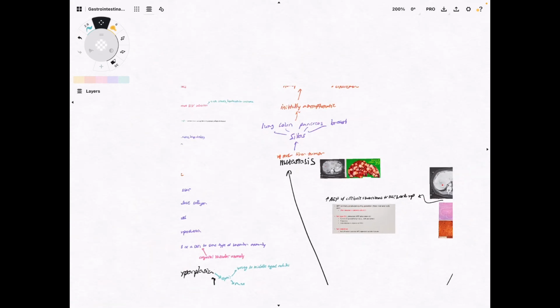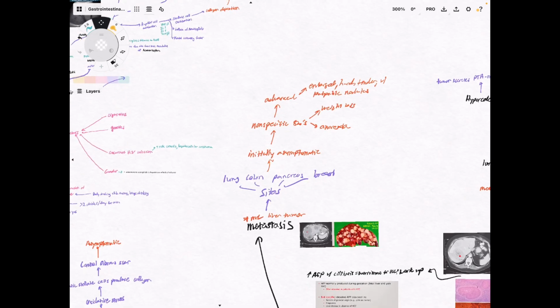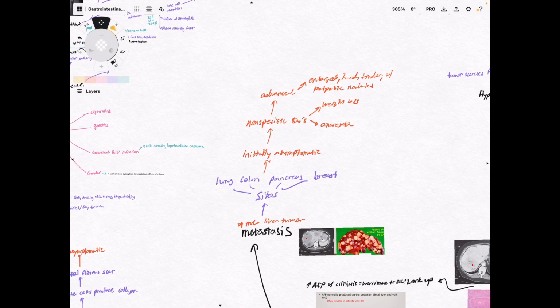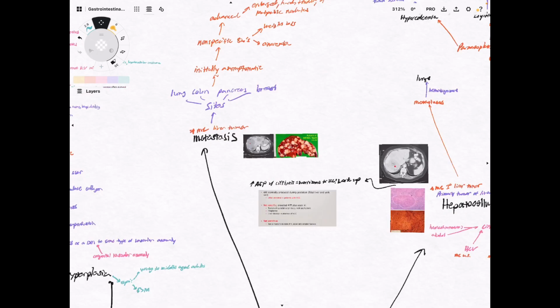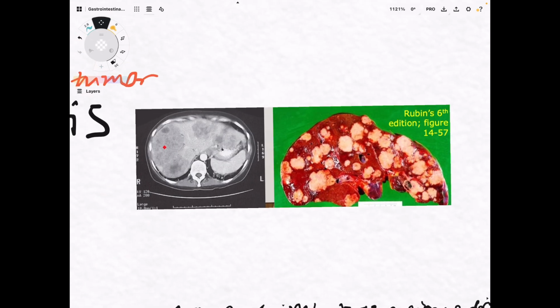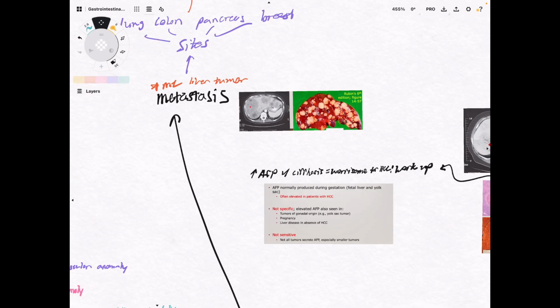All right, so let's move on to the last topic here, which is the metastasis. What happens if you have a metastasis of tumors to the liver? Mainly, they will come from sites like the colon, the lung, the pancreas, or the breast. It will initially be asymptomatic, but then will eventually lead to weight loss, anorexia, and then when it becomes advanced, you have an enlarged, hard, tender liver with palpable nodules. There's a gross image of mets to the liver and a CT of mets to the liver.